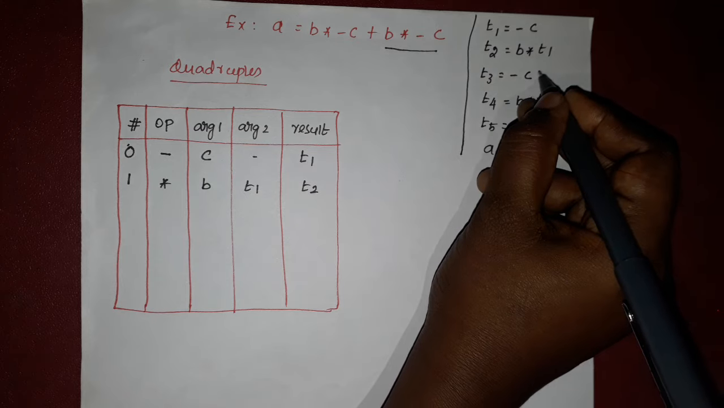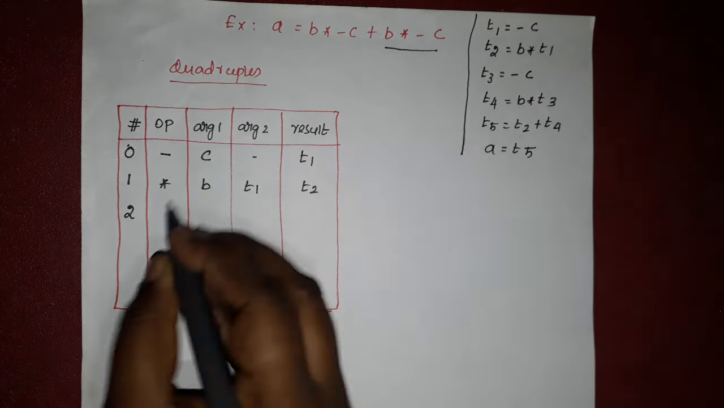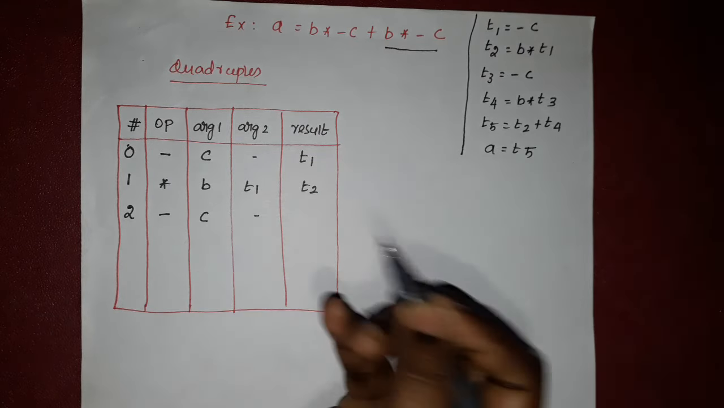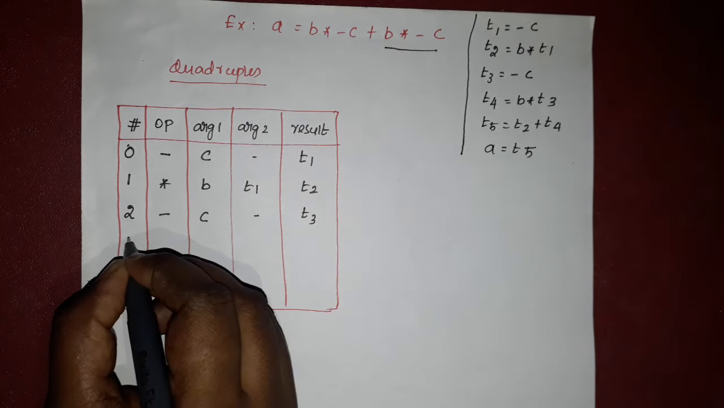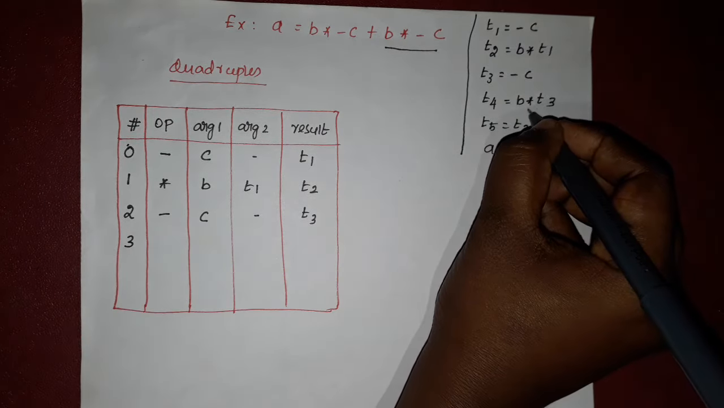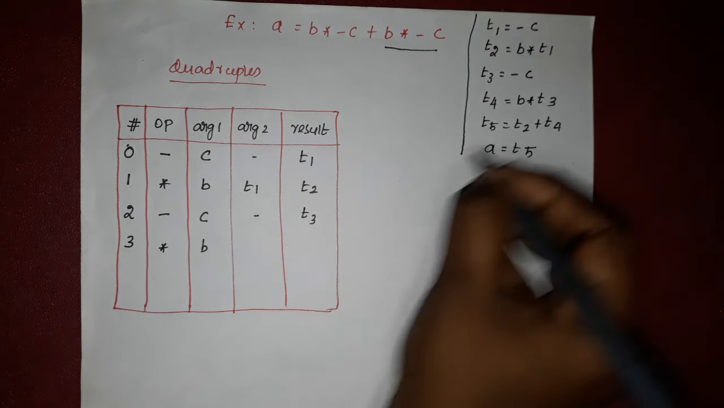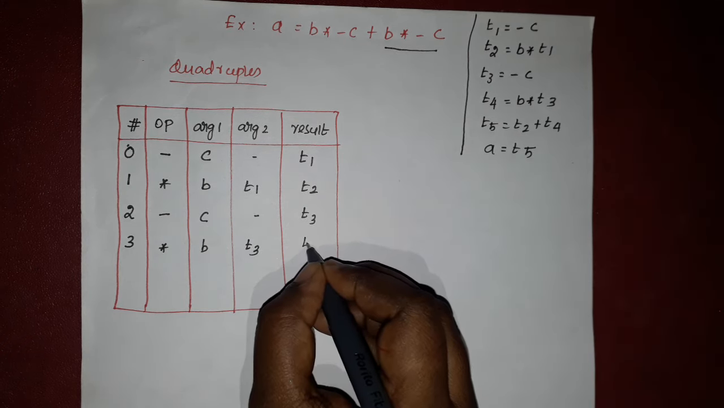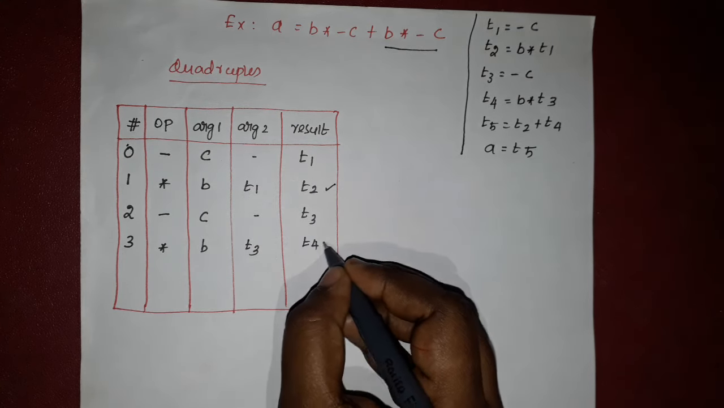Here minus is the operator, C is argument 1, and it can be stored at index value 2. Minus is the operator, C is argument 1, there is no argument 2, and it will be stored in T3. Then the index value is 3. Here star is the operator and B is argument 1, T3 is argument 2, and it can be stored in T4. So here the results are stored in T2 and T4.